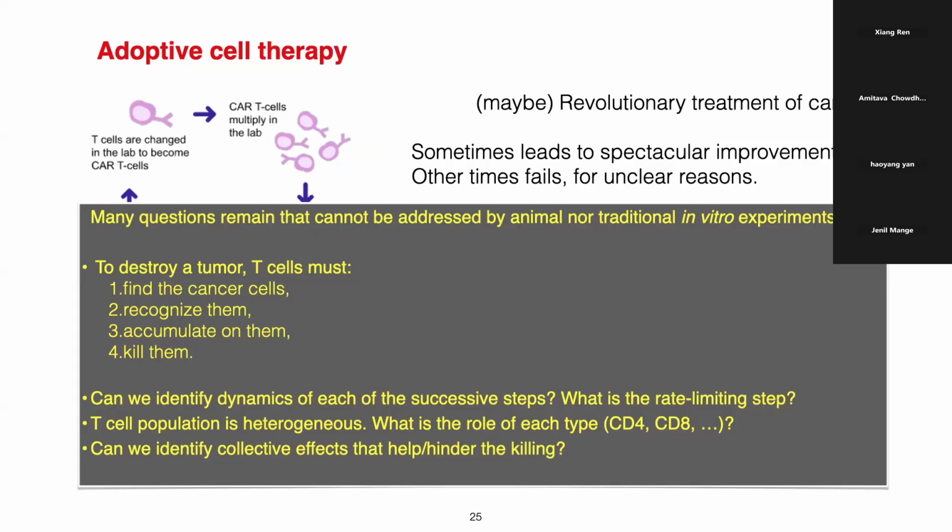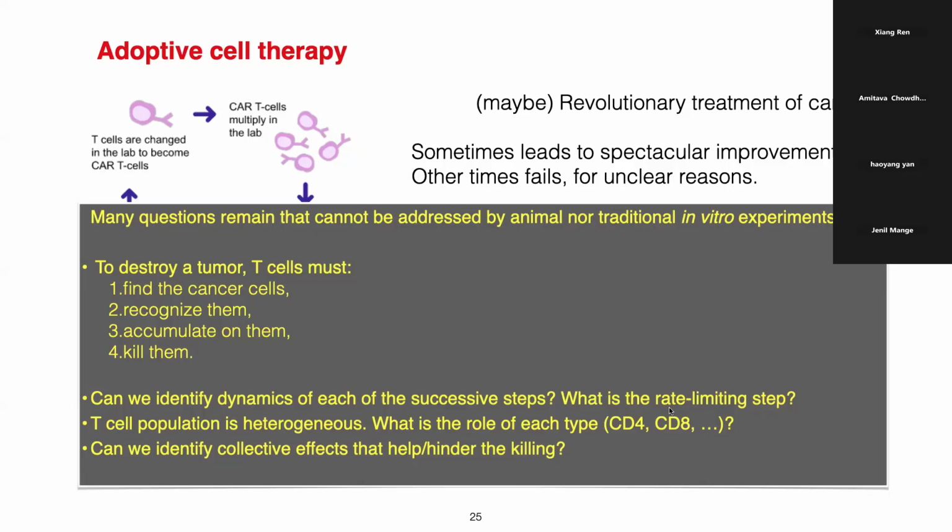And so identifying which one of these steps is the rate limiting step is a very difficult thing to do in vivo, and it's not really possible to do on the two-dimensional layers that are usually used. So can we use three-dimensional cell culture to identify which one is the rate limiting step? Also, we know that T cells have a very heterogeneous function in the body. Can we identify the different roles that are played by different types of T cells? And can we identify collective behaviors?